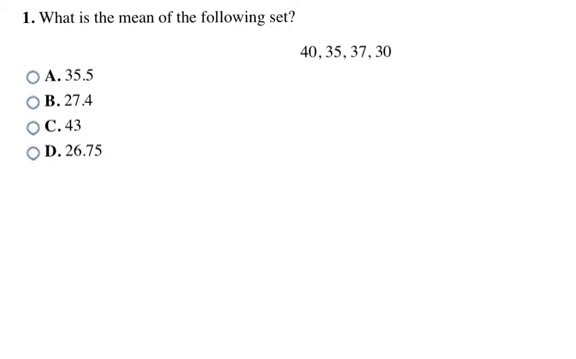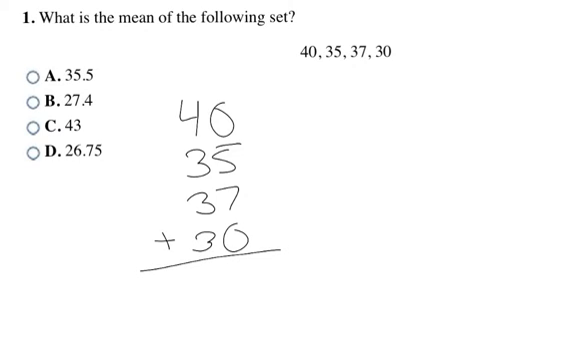This first problem asks us to calculate the mean. When we calculate the mean, that means we're going to add up all the numbers and divide by the number of numbers. So I'm going to rewrite these numbers vertically so that they're easier to add up. 5 plus 7 is 12, carry the 1. Then 3 plus 3 is 6, plus 3 is 9, plus 4 is 13, plus 1 is 14. So these add up to 142, and then I'm going to divide that 142 by the number of numbers, and there are 4 numbers in this problem.